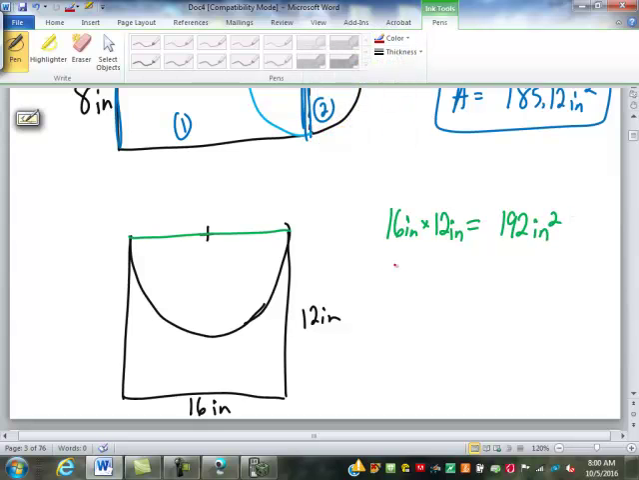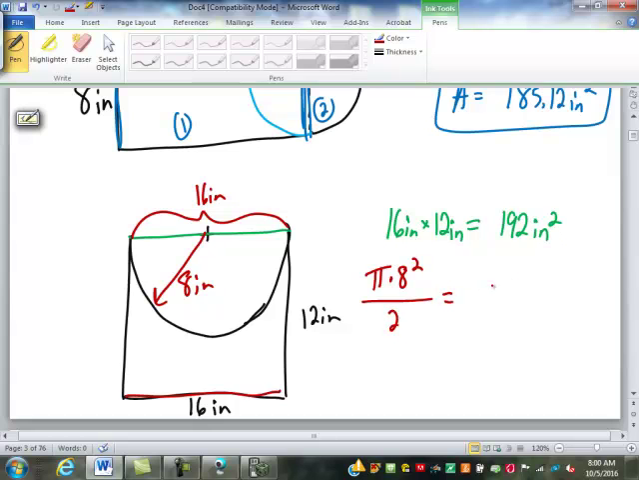That half circle is pi times what's its radius? 8 inches. Good. If it's 16 across here, it is 16 across here. Makes the diameter 16, so the radius is 8. So pi times 8 squared divided by 2 is what? 100. What, 100.48? Is that right? That's what I'm getting.